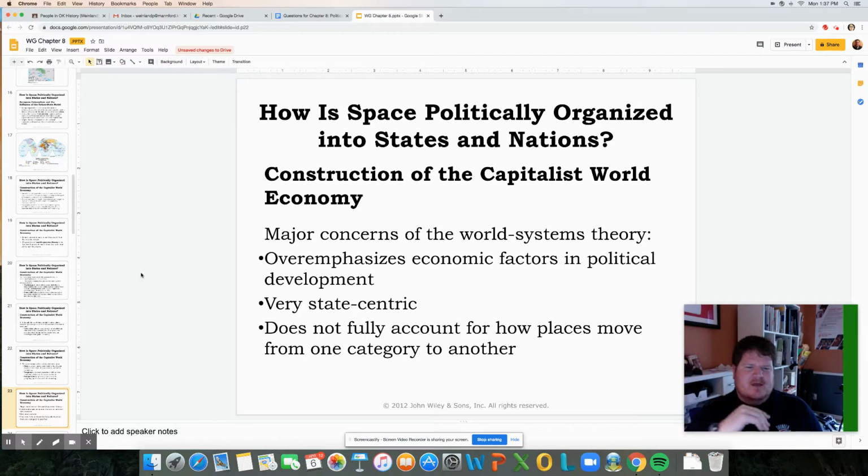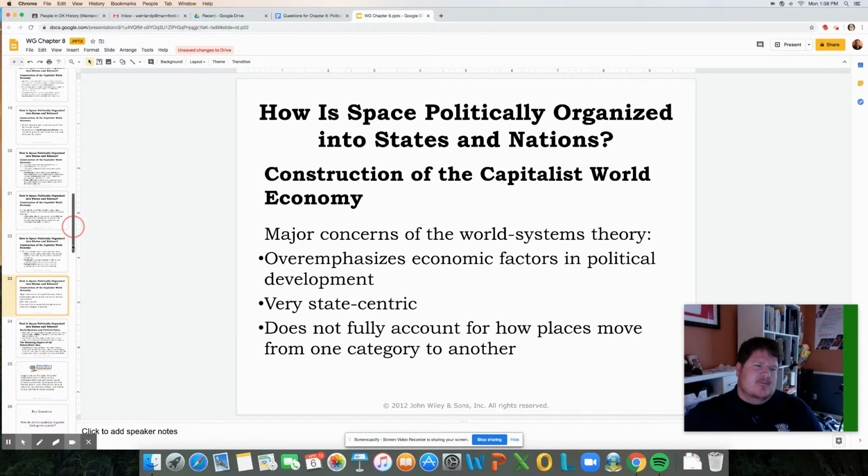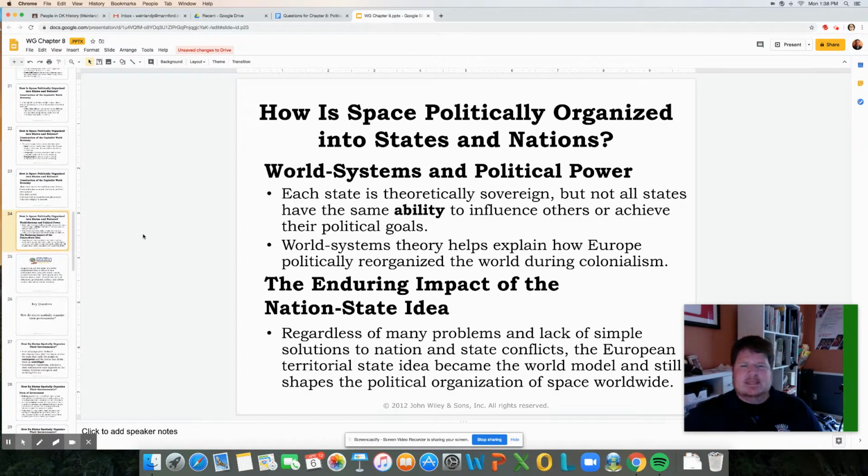It's a domino effect. It's very state-centric. We do have a lot of states that focus more on themselves and not so much on the outskirts, and that sometimes can affect the ability to share goods, resources, and information. So that can be very problematic, and it does not fully account for how places move from one category to another. We don't get all the data. We've gotten better, data's gotten better, but we still lack transparency and the ability to work together.